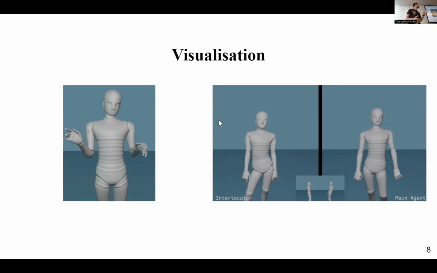Yeah. Here is a visualization that was provided to all the challenge participants. It has 2 modes. Either they could visualize only the main agent that they generate, if they want to focus on that, or they could visualize the full conversation, where you will see the frontal view of the interlocutor on the left, the main agent on the right, and on the bottom, you will see a side view of both of them.